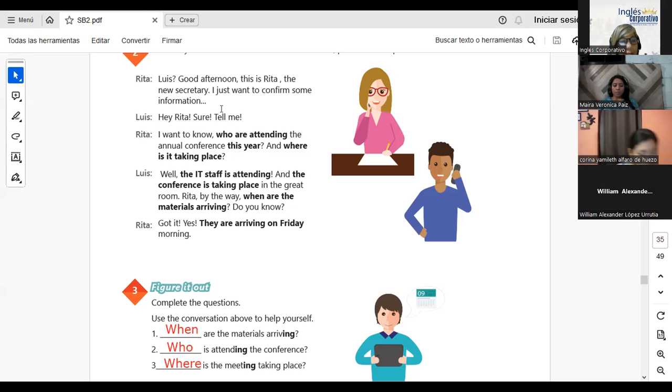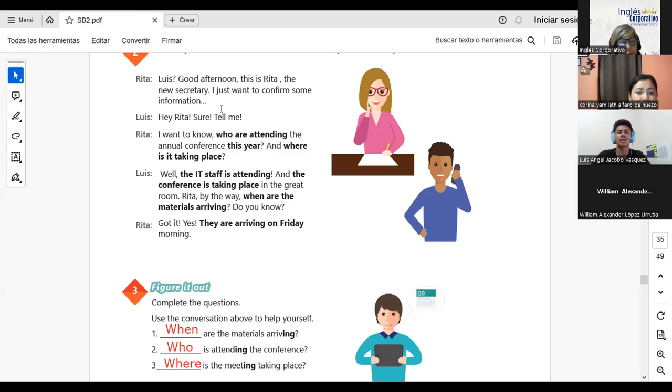And where is it taking place? Luis: Well, the IT staff is attending, and the conference is taking place in the great room.